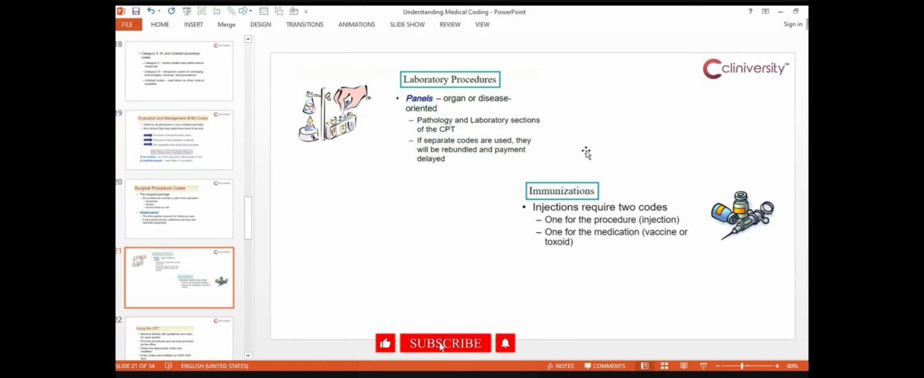Immunizations and injections require two codes: one for the procedure, that is the injection, and one for the medication, that is the vaccine or toxoid given to the patient. So that should also be claimed, right? The services or procedures provided under immunization should be categorized under two categories: one is procedure, another is medication.